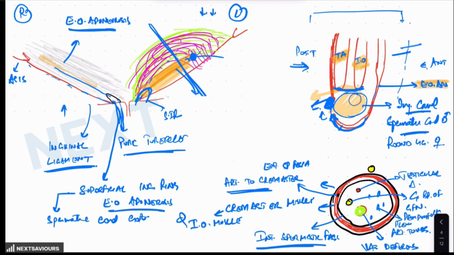Okay. Now there is one more structure which enters into the deep inguinal ring and exits at the superficial inguinal ring, but it runs outside the spermatic cord, and this structure is called the ilioinguinal nerve. Okay. So you need to remember these very thoroughly: the contents of the spermatic cord, the boundaries of the inguinal canal, the contents of the spermatic cord.